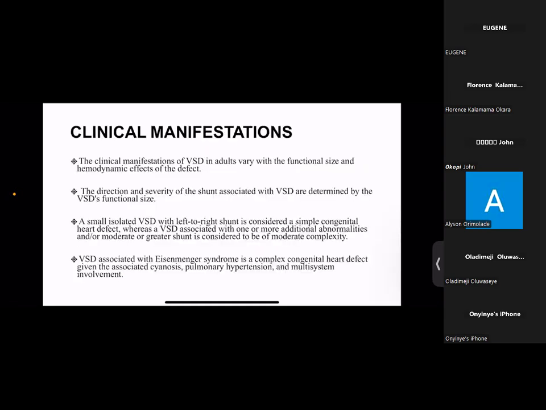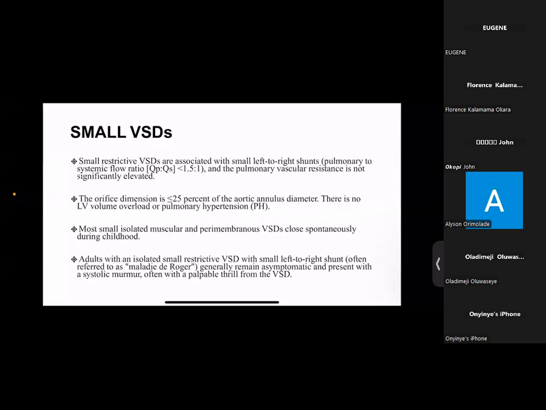Clinical manifestations. The clinical manifestations of VSD in adults vary with the size and the hemodynamic effects of the defect. The direction and severity of shunt is determined by the VSD functional size. A small VSD will cause a left to right shunt and is considered a simple congenital heart defect, whereas a VSD that has other additional abnormalities or has a bigger shunt is considered to be complex.